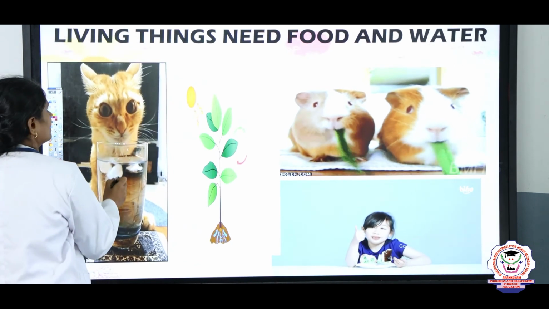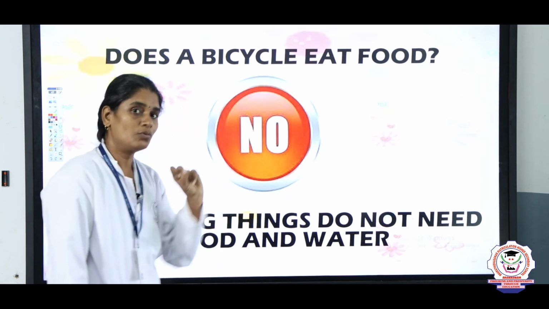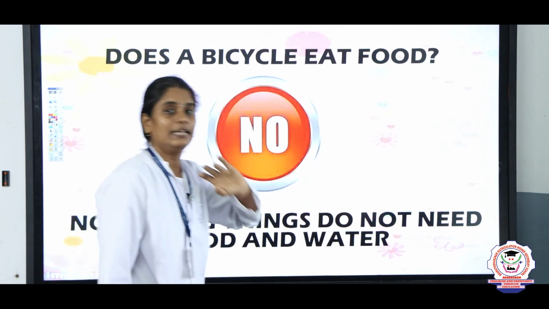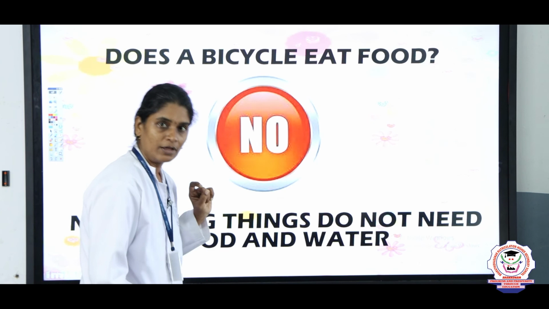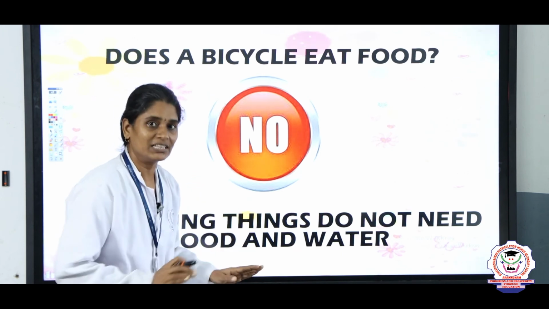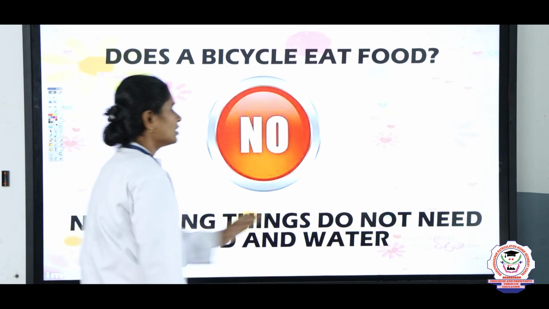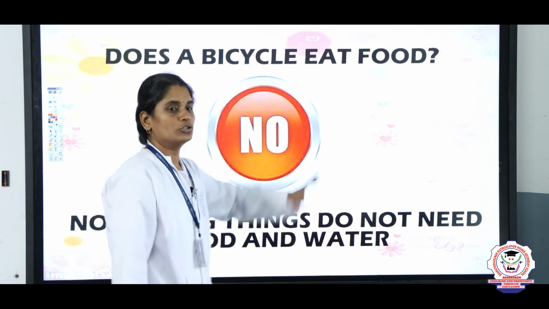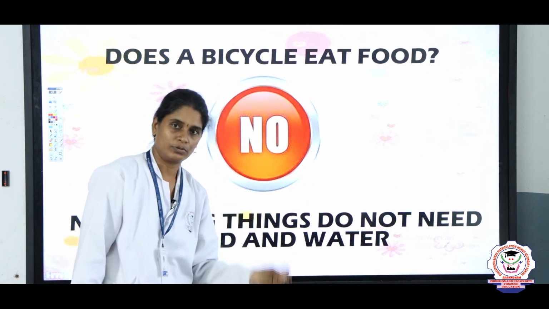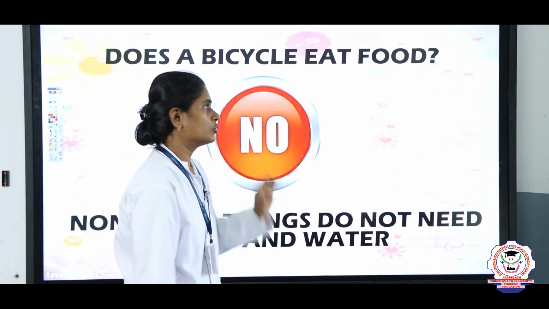Now, let us see the next one. Does a bicycle eat food? Let us compare this with the non-living things. Tell me, do non-living things need food? Whether you want to feed some food to the bench? No, right. Non-living things do not need food, they do not eat food. So, non-living things do not need food and water. Your bench, your chair, your eraser does not need food and water to live, right. So, are you clear with this?